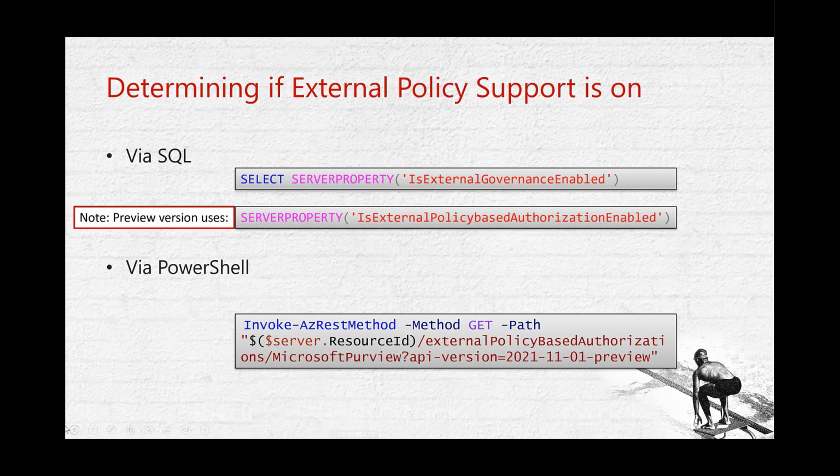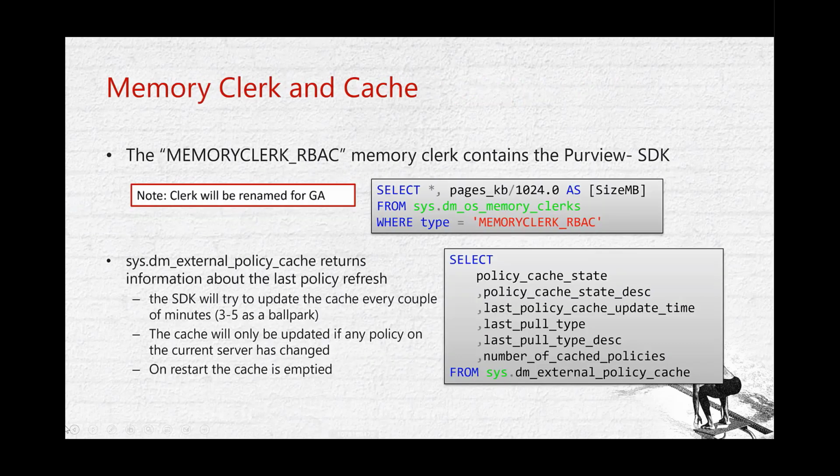So that's one way. The other way would be via PowerShell. I have the example here on the slide, external policy-based authorizations invoked using a REST method. Okay, so looking a little bit more on the internals.